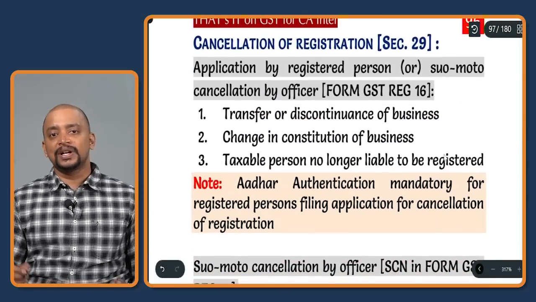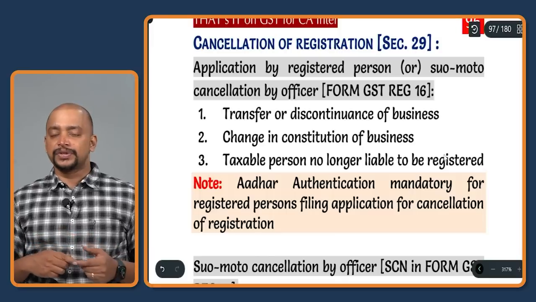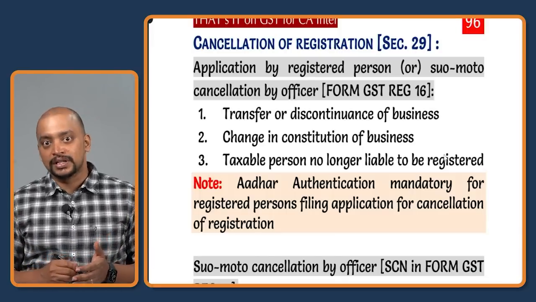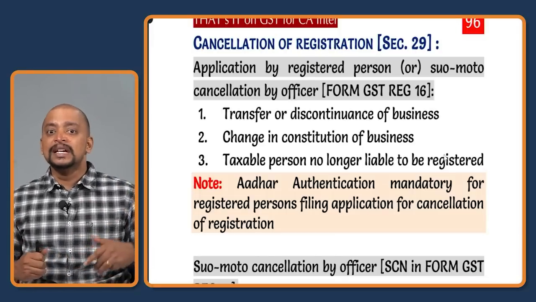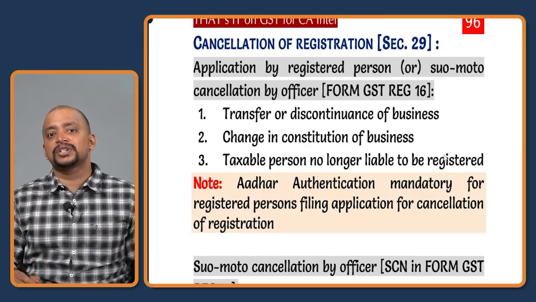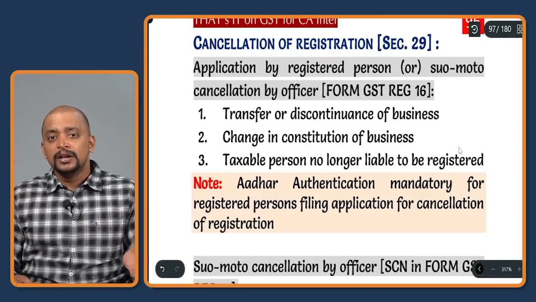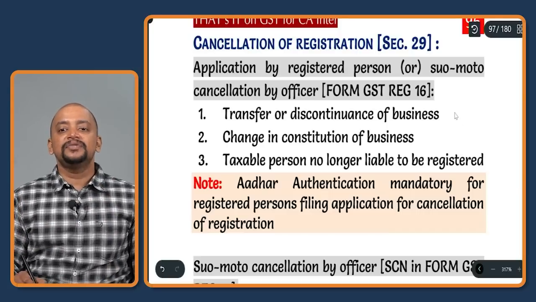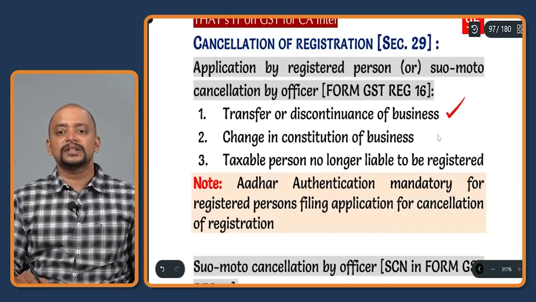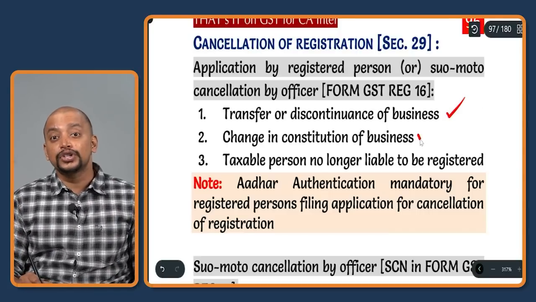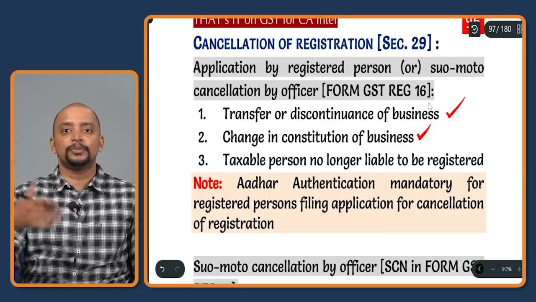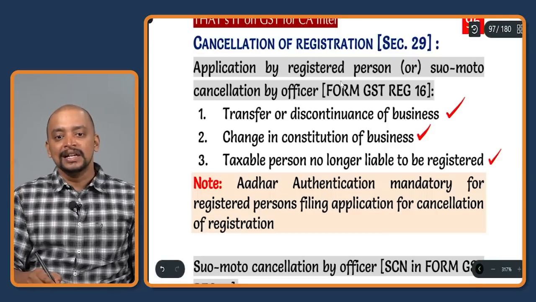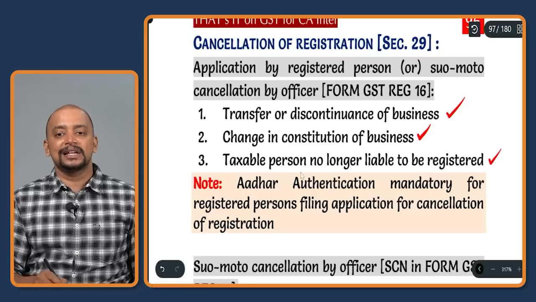Then section 29 talks about cancellation of registration. Cancellation of registration is possible in a total of 8 situations. In the first 3 situations, either a registered person can make an application for cancellation, or the proper officer can suo motu initiate cancellation of registration. What are they? If there is any transfer or discontinuance of business, or change in constitution of business, individual to firm, firm to company, etc., or a taxable person is no longer liable to be registered. In these 3 cases, there will be cancellation of registration.